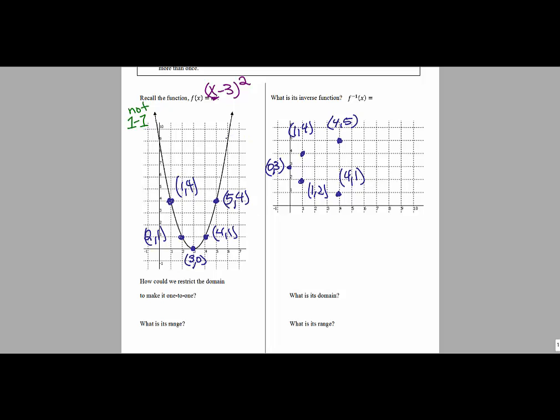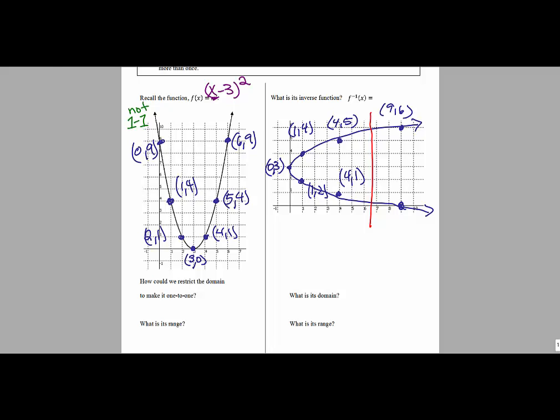And let's do one more point. That would be (6, 9). So over here we have (9, 6). And (0, 9) would become (9, 0). So the inverse would look like this. Switching around the x and y values, this would be the inverse. The problem is, once I graph the inverse, it fails the vertical line test. That is not a function.